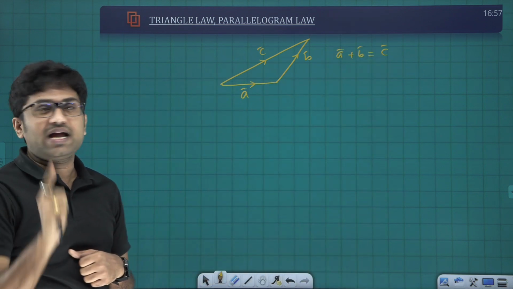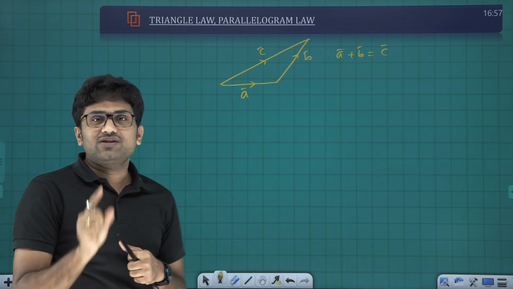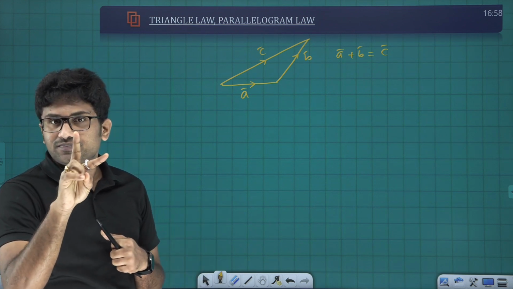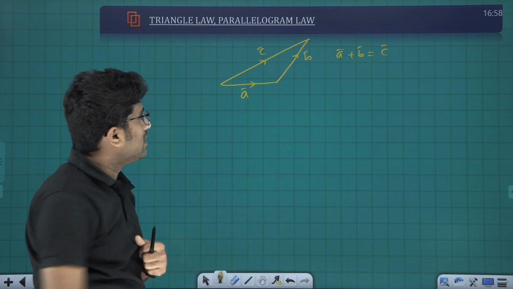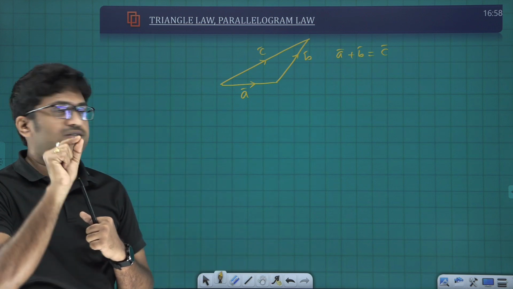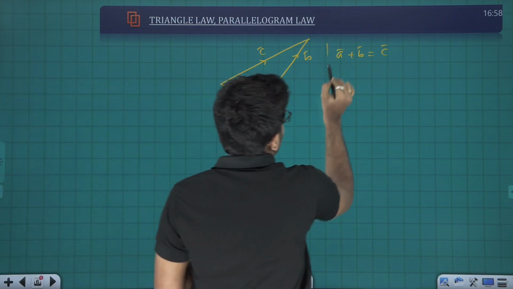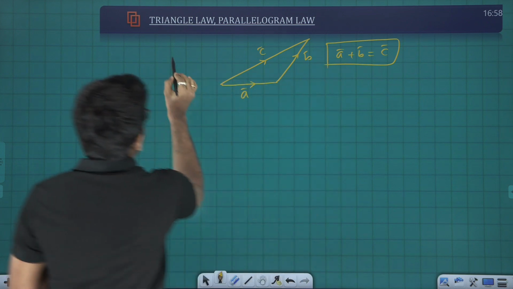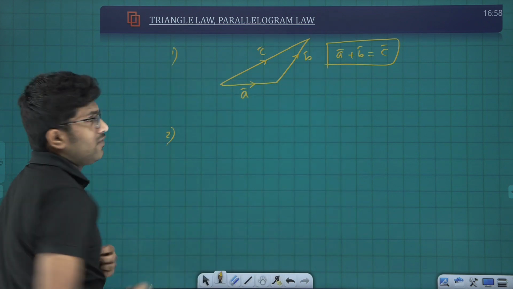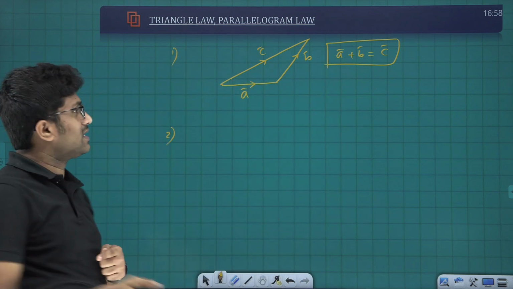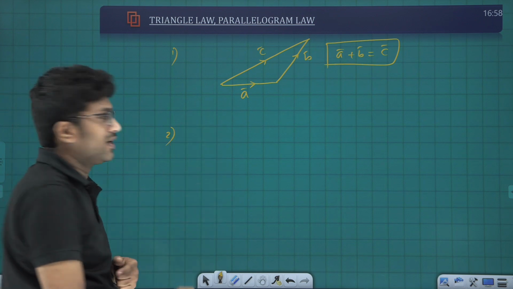That's it, friends. Triangle law of vectors states that in any triangle, if two sides are given by vectors A bar and B bar, then the third side is the resultant of these two vectors, that is A bar plus B bar is equal to C bar. Next, parallelogram law of vectors. Parallelogram law of vectors is also derived from triangle law of vectors only.